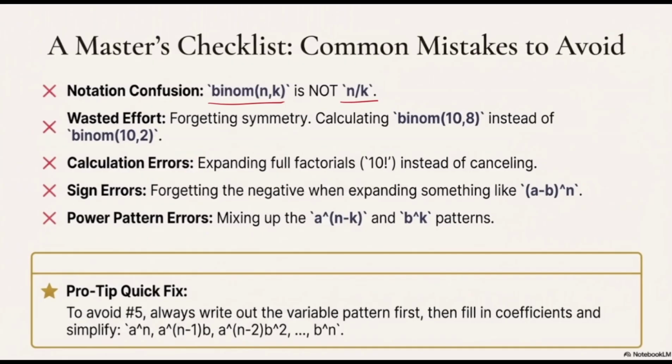This is very common. Another thing is forgetting symmetry. Instead of calculating the binomial of 10 and 8, you can use 10 and 2. Since 10 and 2 is something that you have to find at the beginning, you already know about 10 and 8. So you're just wasting your time finding 10 and 8. It doesn't make any sense. Try not to use that. Again, you can do it. I'm not saying you can't. It's not wrong, but it's time wasting.